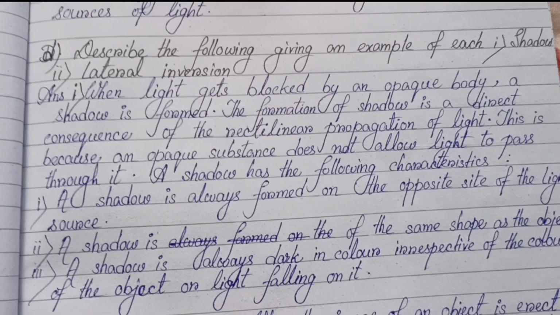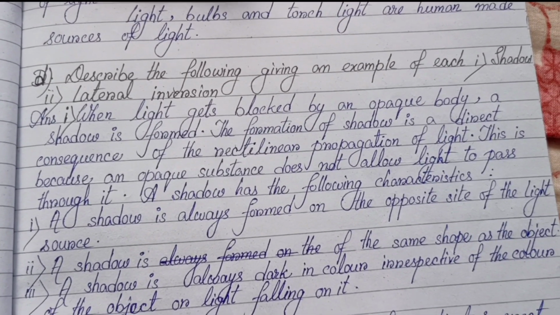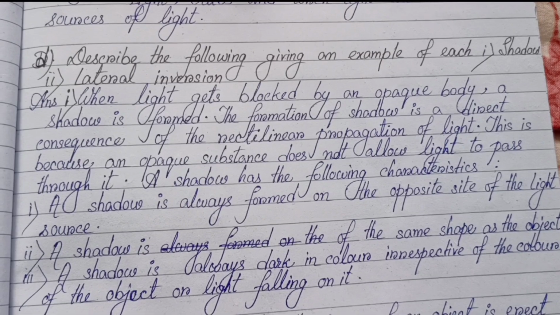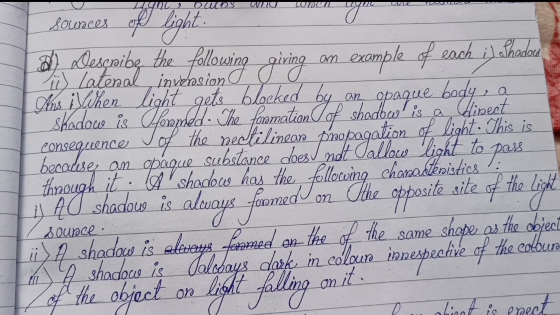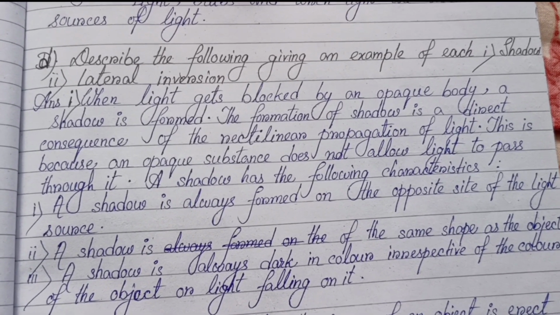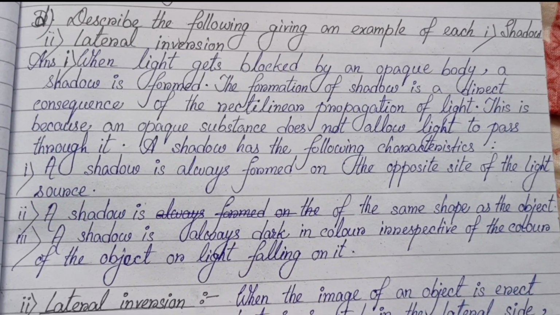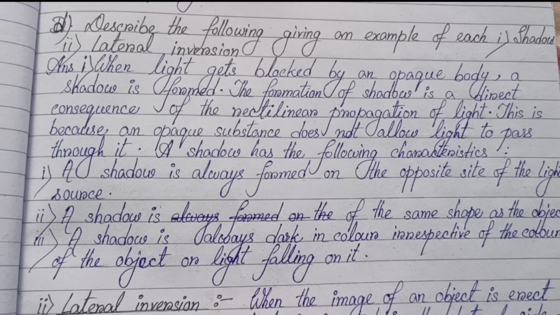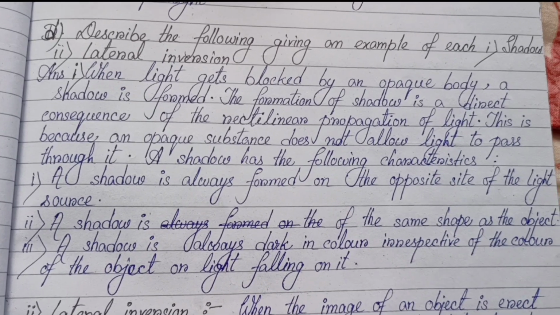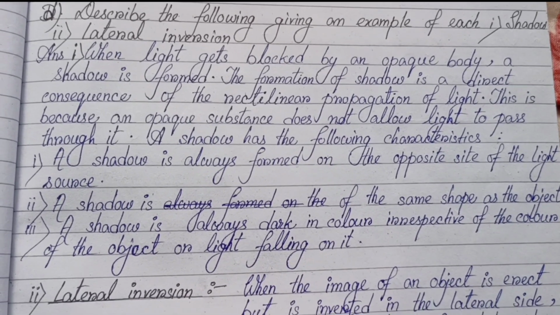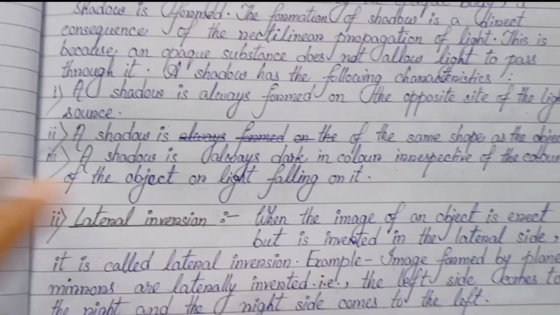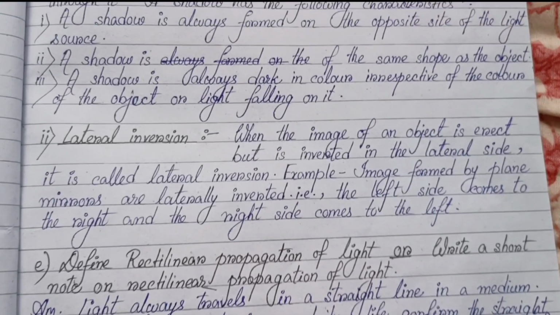A shadow has the following characteristics. Number 1, a shadow is always formed on the opposite side of the light source. Number 2, a shadow is of the same shape as the object. Number 3, a shadow is always dark in color irrespective of the color of the object or light falling on it. Number 2, lateral inversion.